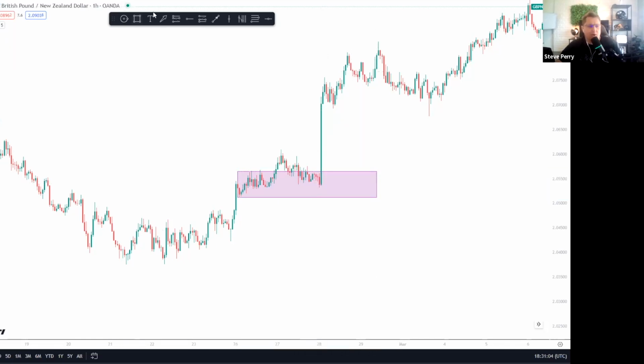But here's the problem. When you have such a huge candle like this, where it's not a controlled expansion, this is just a single candle. Like this happens at news events all the time.